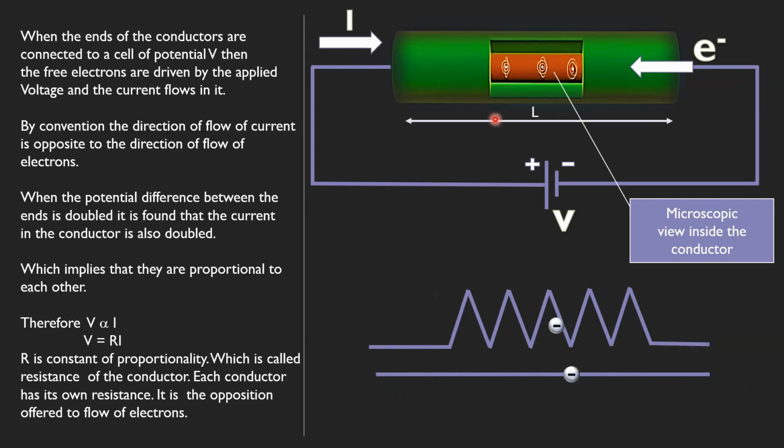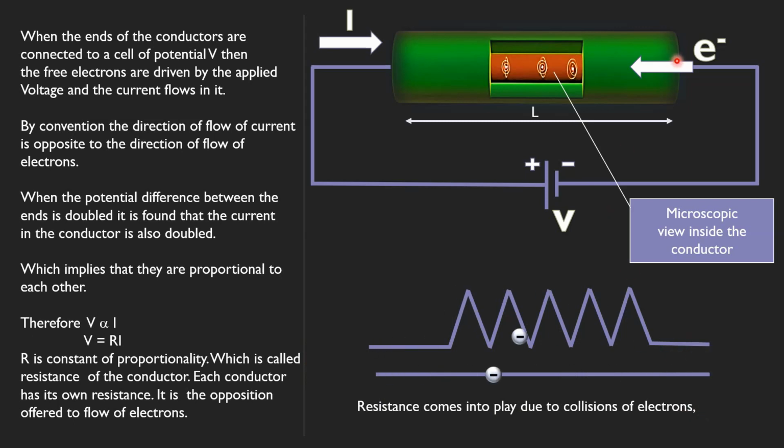Each and every conductor has its own resistance, and when the electrons collide with each other, due to collision, the path of the electron is diverted, and this diversion reduces the flow of electrons or flow of charges. That is what we call resistance, and it is the opposition offered to the flow of charges. And actually the resistance comes into play due to the collision of electrons.